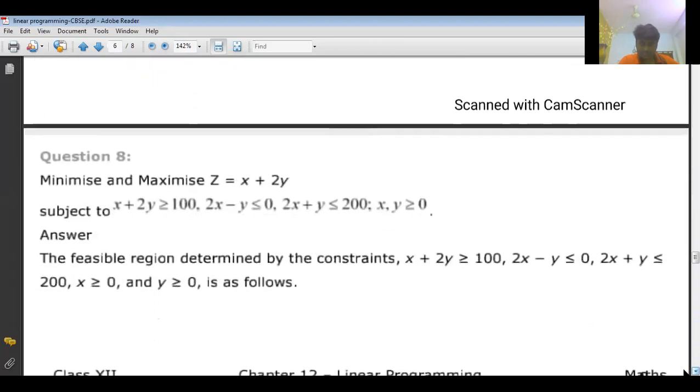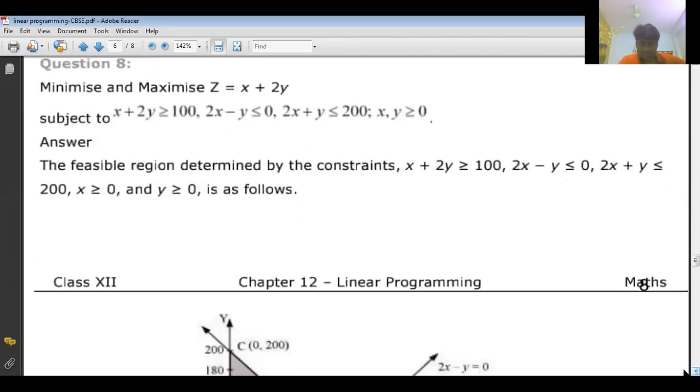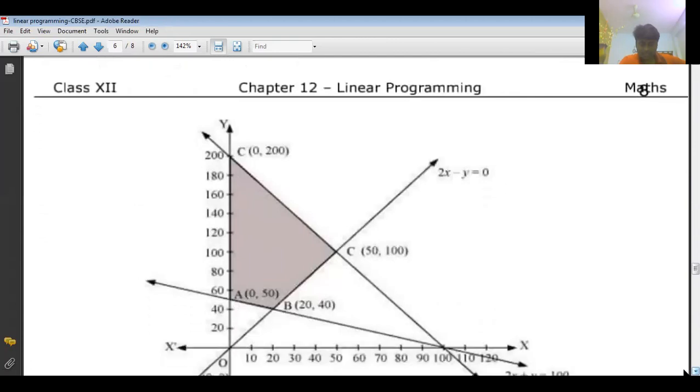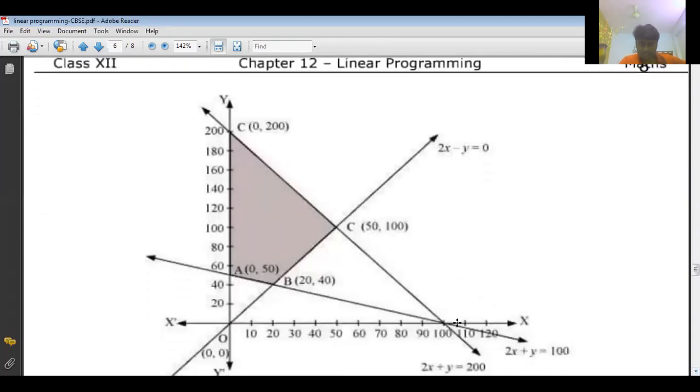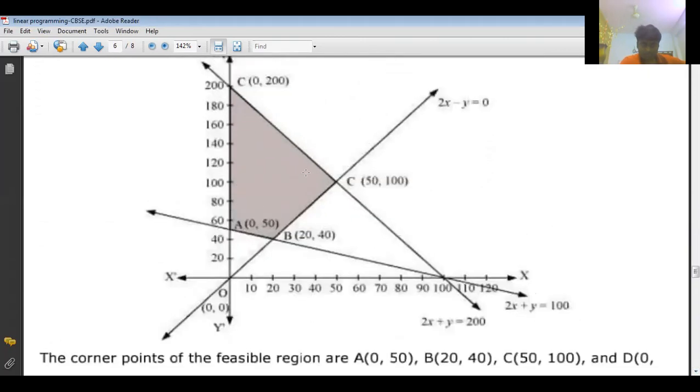Okay, so question number 8. Here we minimize and maximize. Just have a look at that. We are solving, and the points of intersection we got, and luckily, this graph is bounded and closed. And what are the corner points that we'll take?